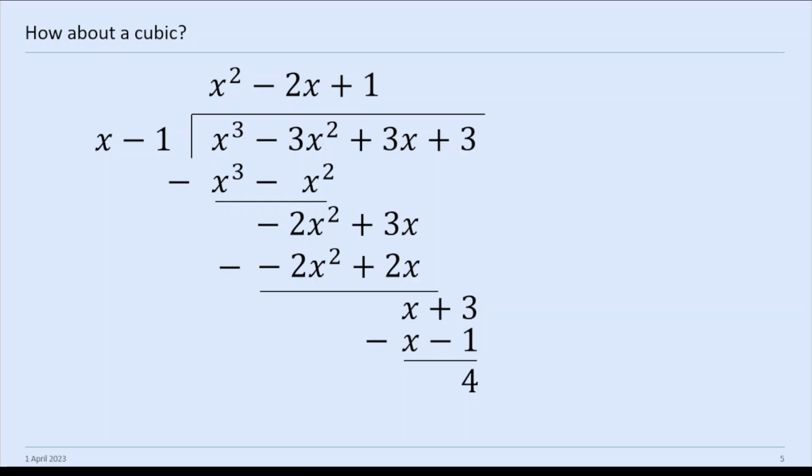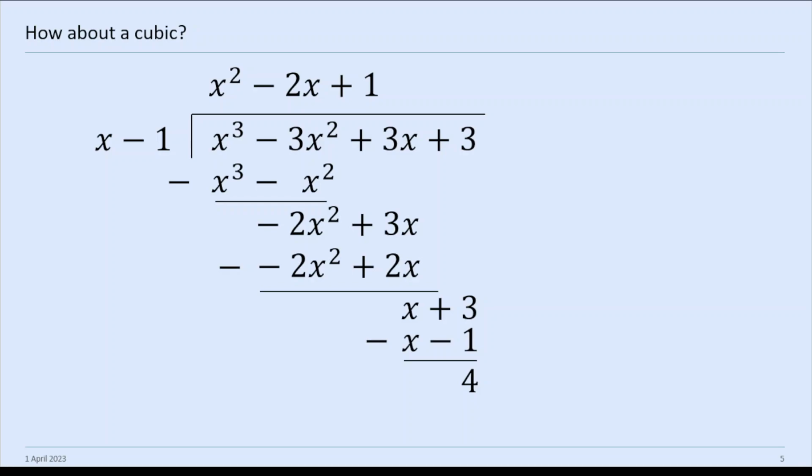Let's look at a cubic. So x cubed minus 3x squared plus 3x plus 3. We're going to divide by x minus 1. When we go right through the process, how many x's in x cubed? Well, there's x squared. x squared times x minus 1 gives us x cubed minus x squared. We've got minus 2x squared left over. So on and so on. We just follow the process through, and in the end we get remainder 4.